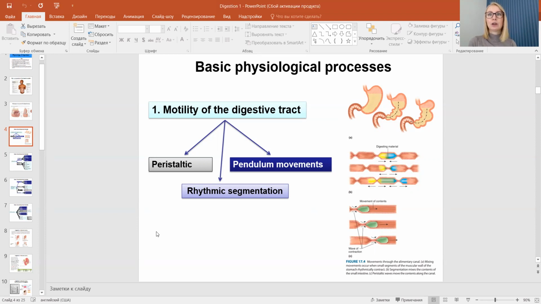Mixing movements serve a twofold function. First, by mixing food with the digestive juices, these movements promote digestion of the food. Second, they facilitate absorption by exposing all parts of the intestinal contents to the absorbing surfaces of the digestive tract.